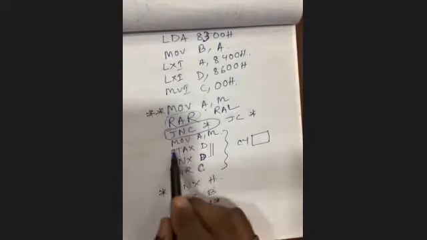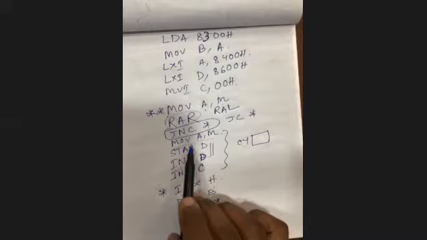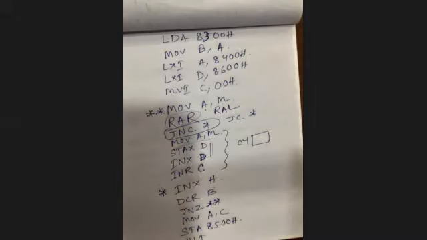Sir, can you say why I am doing these instructions? If I am using RAR, why am I not doing RAL? RAR or RAL, are those 3-byte instructions? No, those are 1-byte instructions.